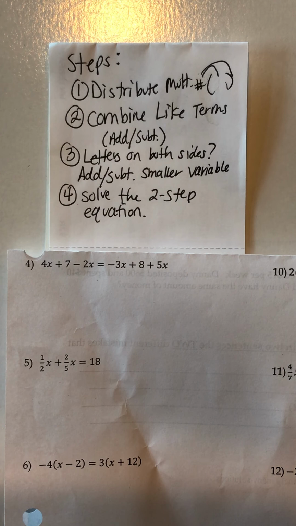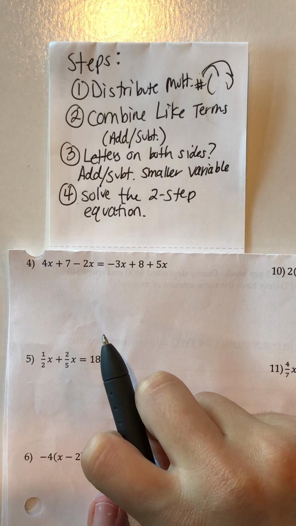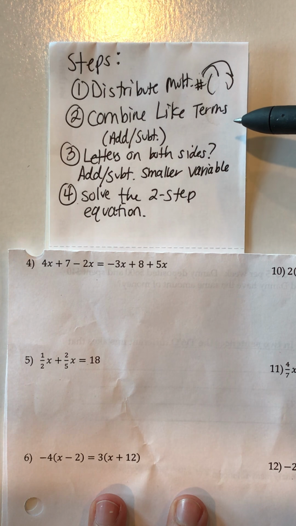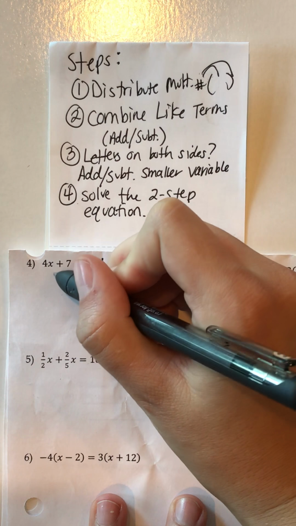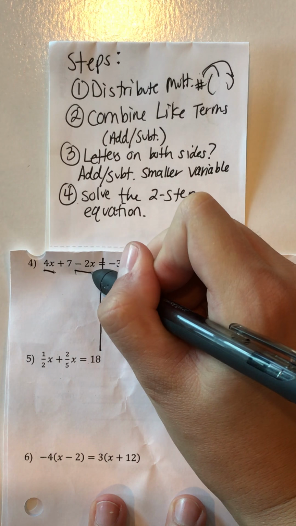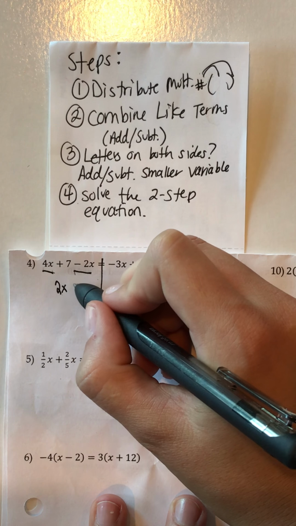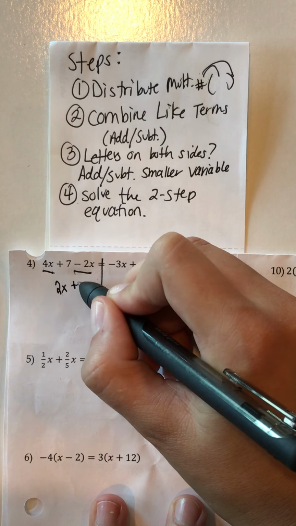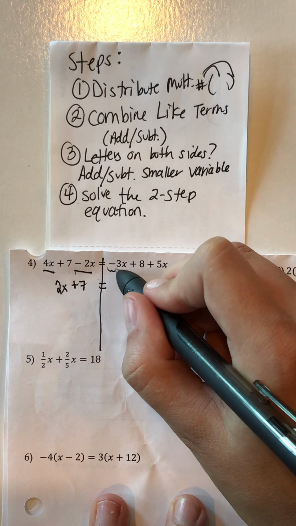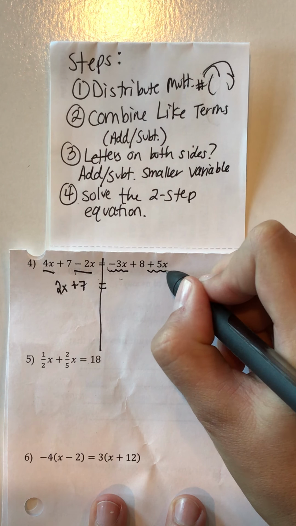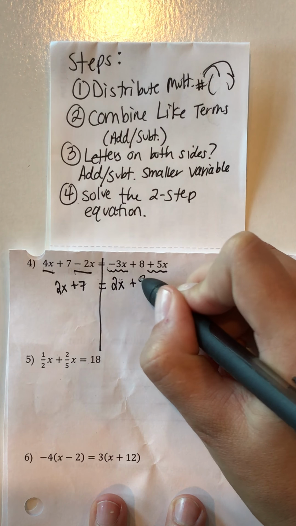If you look at problem number 4, you notice that there are no parentheses, which means there's no distributive property that you have to simplify. However, step 2 says combine like terms. If I draw my line down the equal sign, I do notice that I can combine a 4x minus 2x on the left side. 4x minus 2x gives me a positive 2x, and I drop down the plus 7. On the right side, I notice that I can combine a negative 3x plus 5x and get 2x, drop down the plus 8.